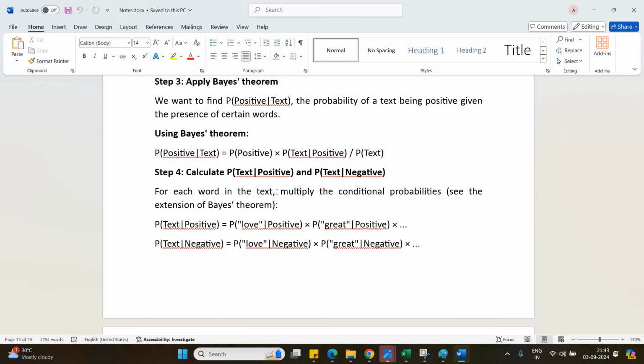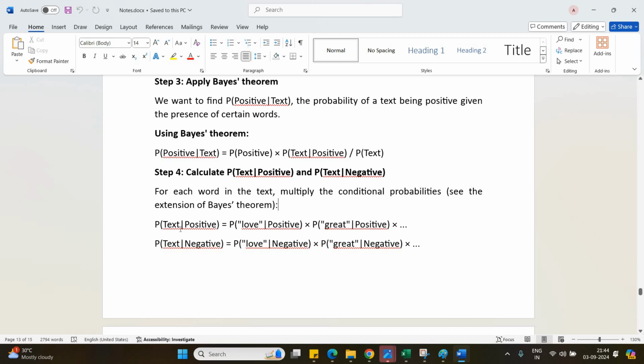So if those kinds of sentences are used in a paragraph, then you can't consider just one word or one term. You need to consider all the terms like love, great, feeling honored. All those words and phrases you have to consider, right? So in that case, you have to do the expansion of the Bayes theorem. And how will it be expanded?